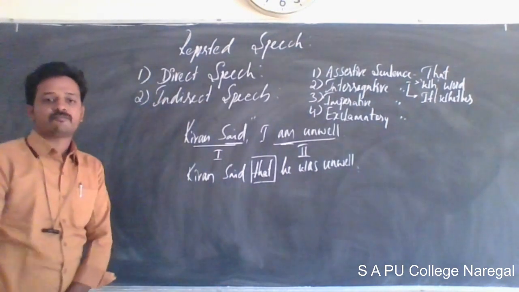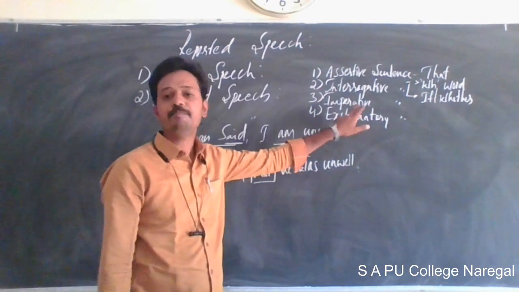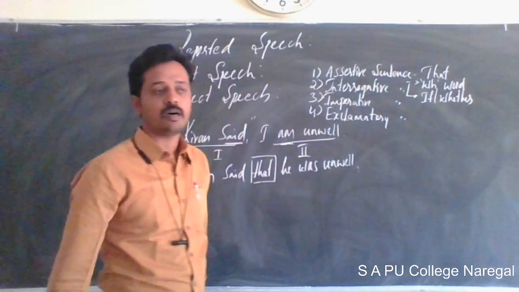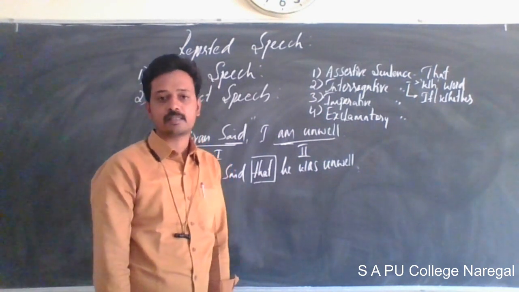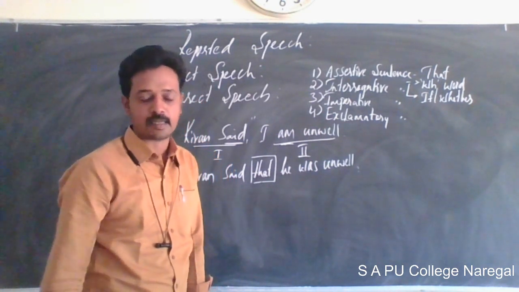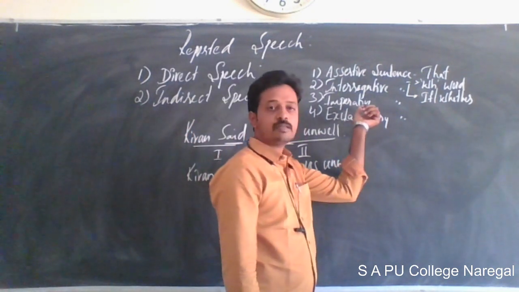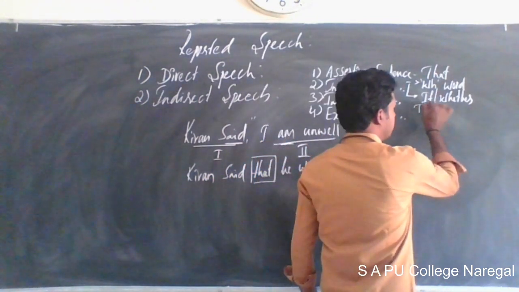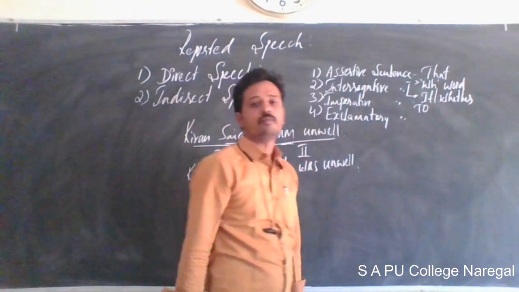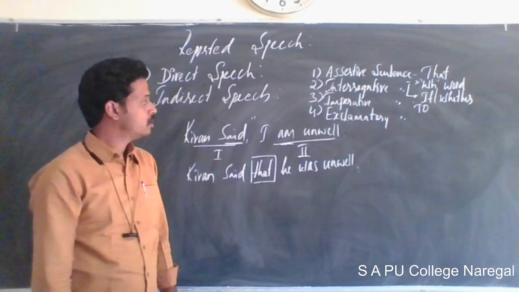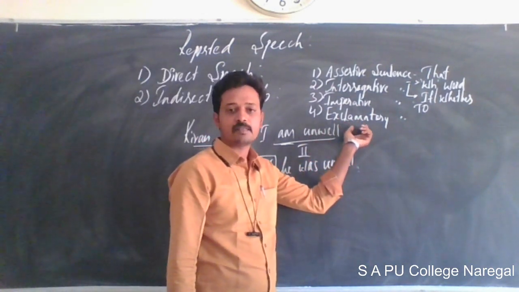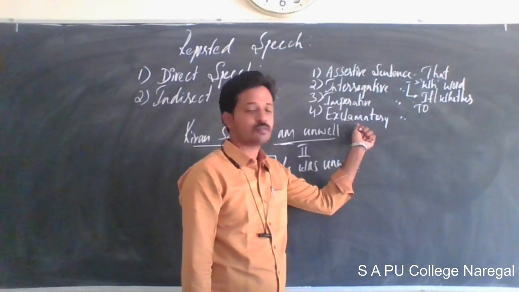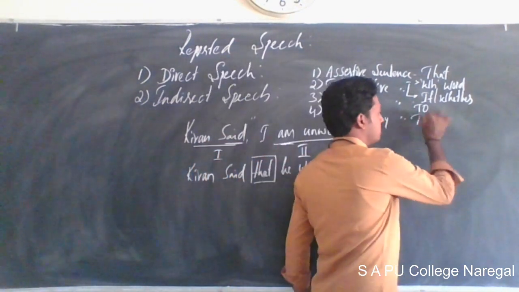The third kind of sentence is the imperative sentence. Imperative sentences are used to express orders, requests, suggestions, advice, and so on. While converting those imperative sentences into indirect speech, we use the linker to with the verb. And the last kind of sentence is the exclamatory sentence. While converting an exclamatory sentence into indirect speech, we use the linker that.